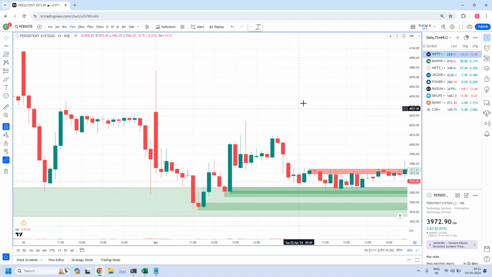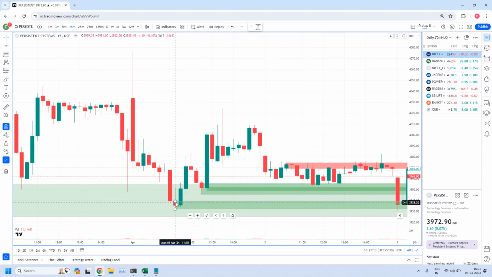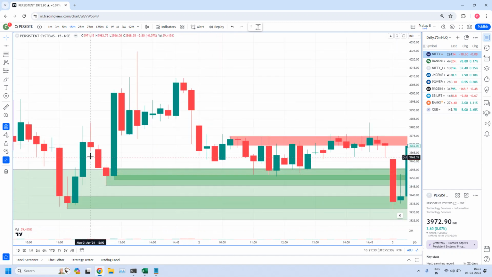Drop, base, rally. Actually this is a zone I drew today morning only. Not today, no, this is on 1st April, right? Yeah, this is drop, base. The rally candle is... both are from 1st April only. Okay, anyway, from my analysis, it is completely missed.